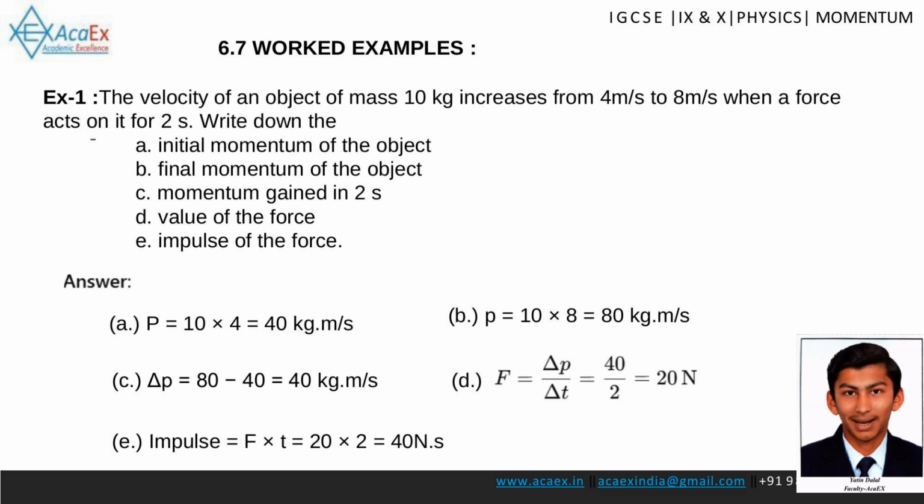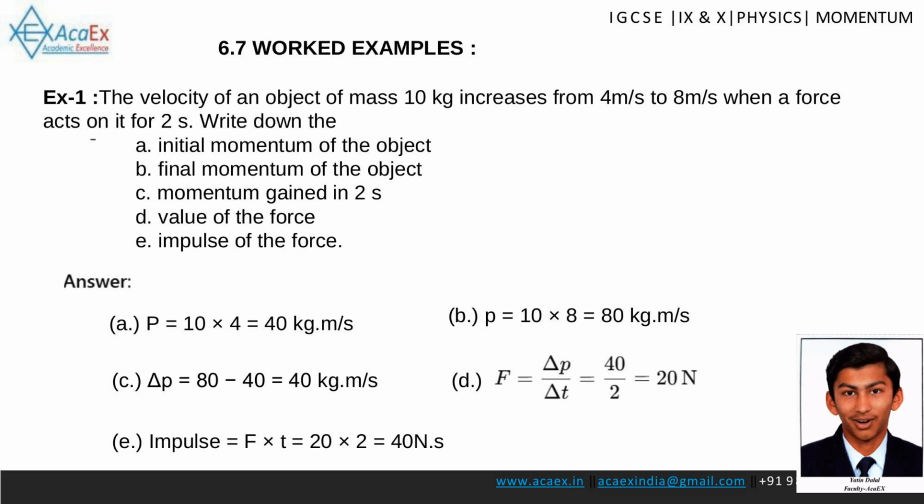Worked examples. Example 1. The velocity of a 10-kilogram object increases from 4 meters per second to 8 meters per second when a force acts on it for 2 seconds. Find the following. A. Initial momentum. This is 10 multiplied by 4, which equals 40 kilogram meters per second. B. Final momentum. This is 10 multiplied by 8, which equals 80 kilogram meters per second. C. Momentum gained. This is 80 minus 40, which equals 40 kilogram meters per second.